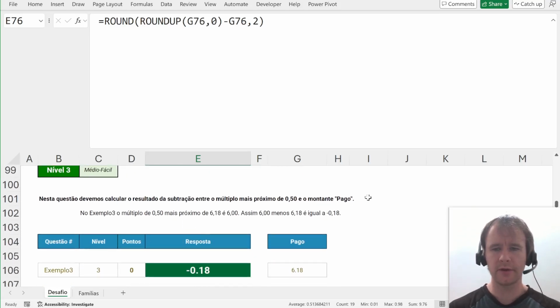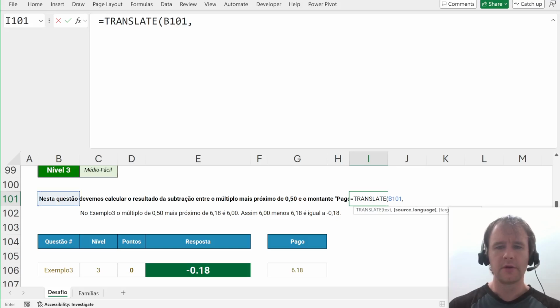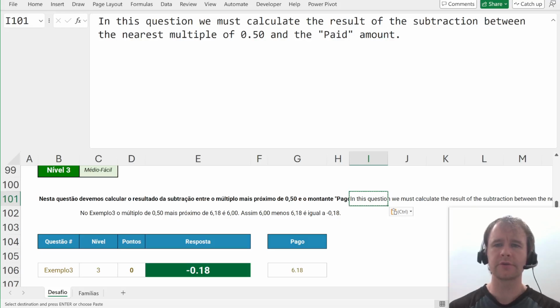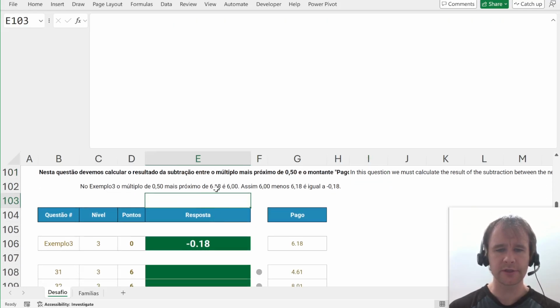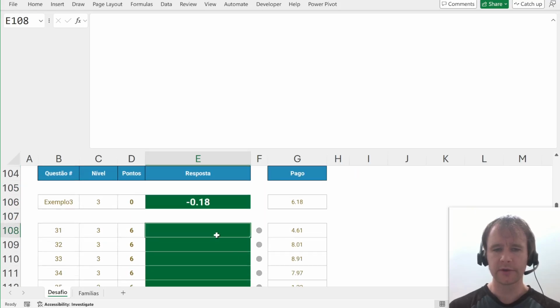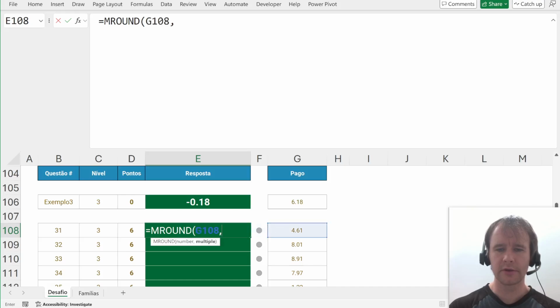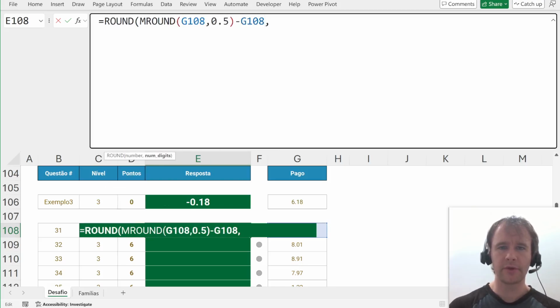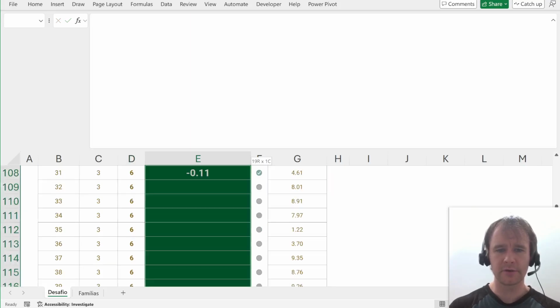Okay, level 3. Let's go back to translating. This question: calculate the result of the subtraction between the nearest multiple of 0.5 and the paid amount. Okay, so the nearest multiple to 6.18 is 6. Fine. So the MROUND function is going to be helpful here. So we're going to say, let's see, MROUND this to the nearest multiple of 0.5 minus this, and then for the sake of caution, we'll wrap the whole thing in round to 2 decimal places.